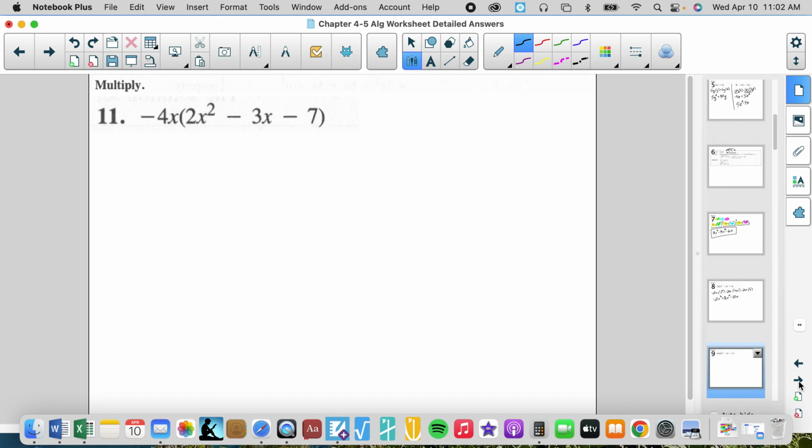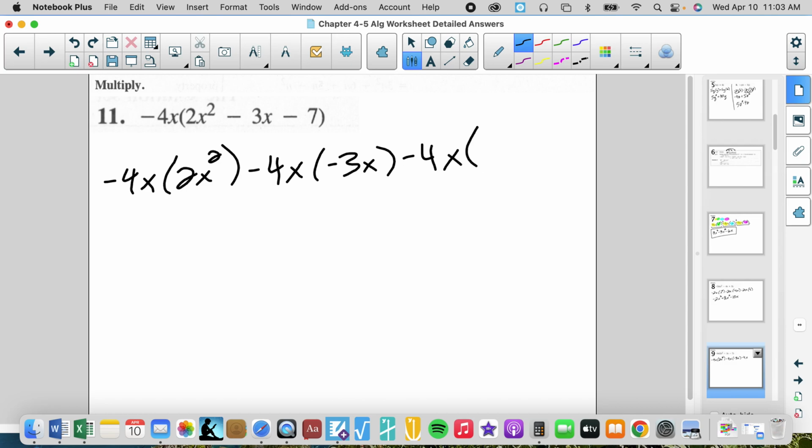Constants, and then coefficients, and then variables. Negative 4x times 2x squared minus 4x times negative 3x, negative 4x times negative 7. That gives us negative 8x to the third, positive 12x squared, positive 28x.